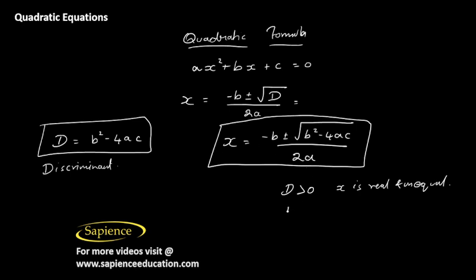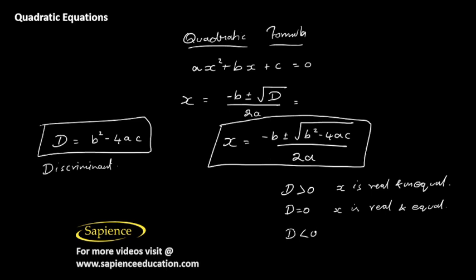And if the discriminant is greater than 0, then both the values of x will be definitely different. But if the discriminant is equal to 0, then the square root of 0 is also 0, which means you have minus b by 2a as the only value of x. So x is still a real number, and both the values of x will be equal.